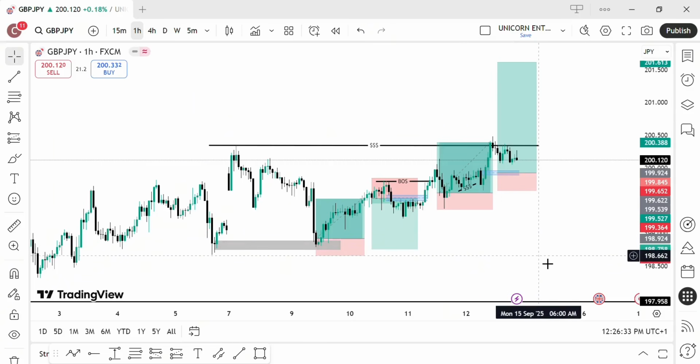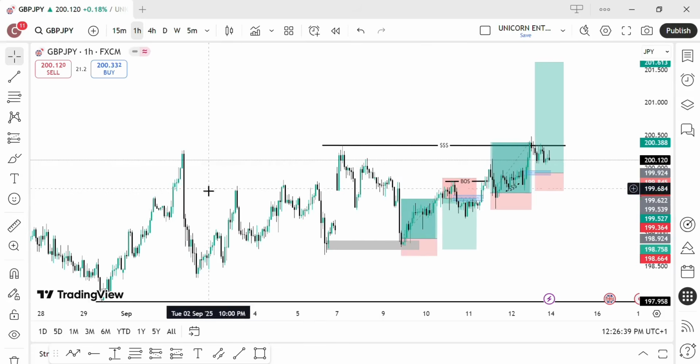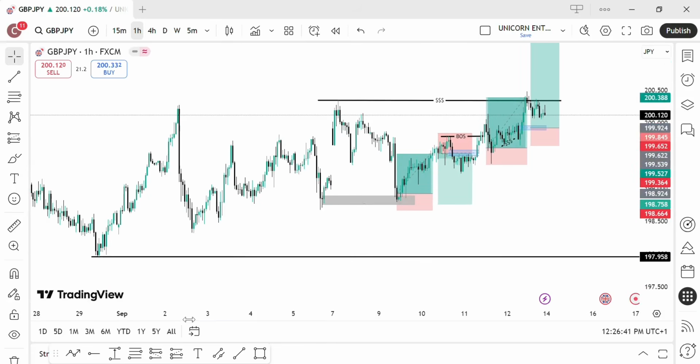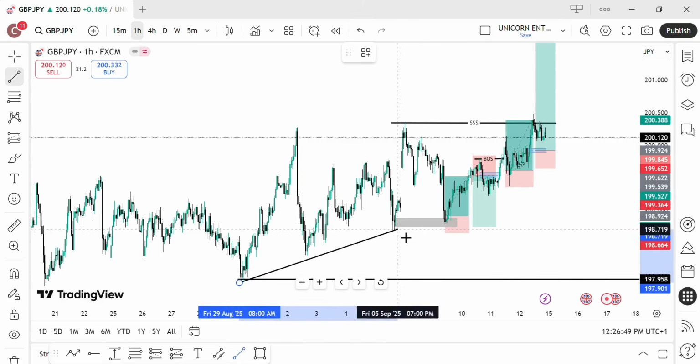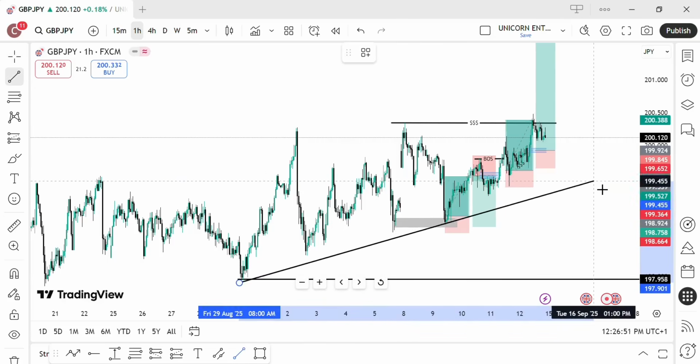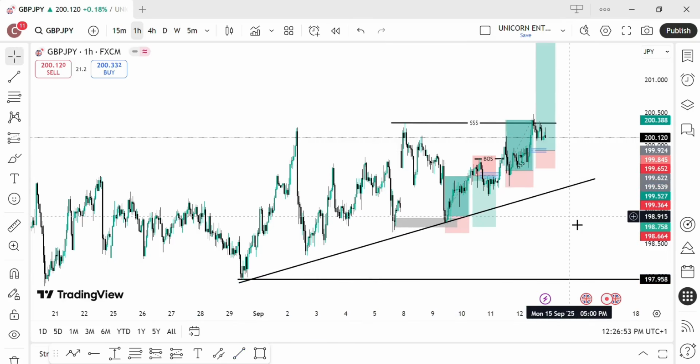So now, first of all, we want to know the market structure. Now you can see this is the 1 hour time frame, right? From here you can see that this market is in an uptrend. So from this 1 hour time frame, this is my directional bias that this market is going up, right? Now the next thing is to mark my institutional reference point.